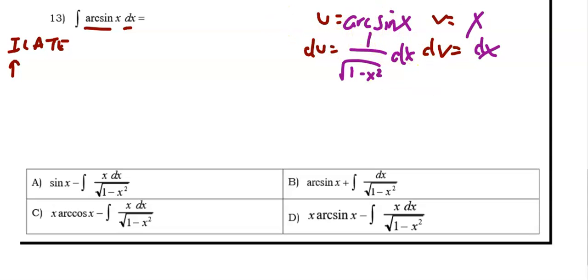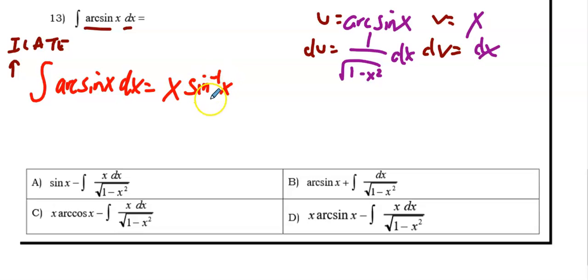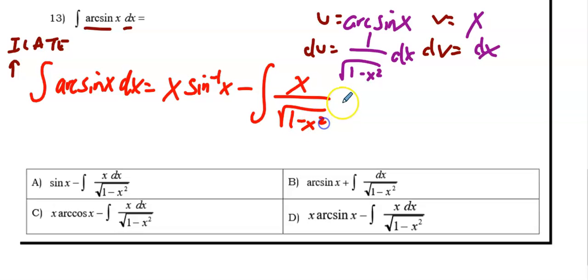And so once we have all this information, all we have to do is actually write out the formula for integration by parts. So again, we're going to multiply these two things together. So we're going to get x times the arc sine of x. I'm just going to write it like this for us. And then we're going to do minus the integration of this: v all over, x all over the square root of 1 minus x squared dx.